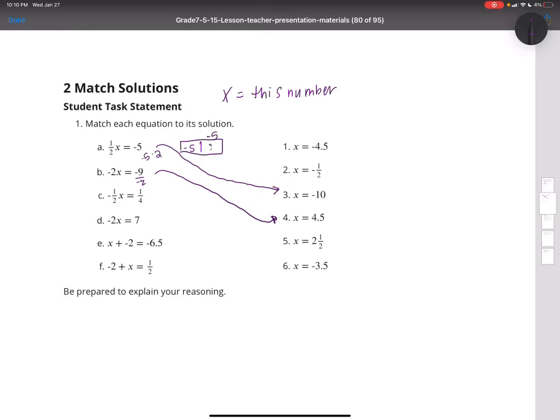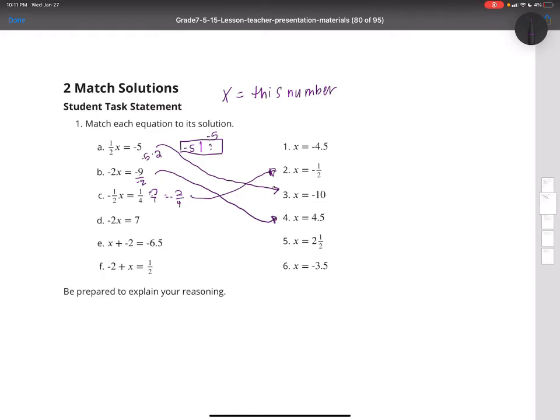Just like we said with A, we divided by 2, correct? So we could divide by 2 with this one to figure out our answer. But when we divide by 2 with fractions, you have to use the multiplicative inverse, also known as keep, change, flip. If I multiply both sides by 2, just like we did in the first one, I would get -2 over 4. If I simplify it, it'll be -1/2.